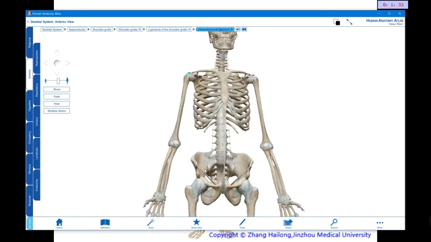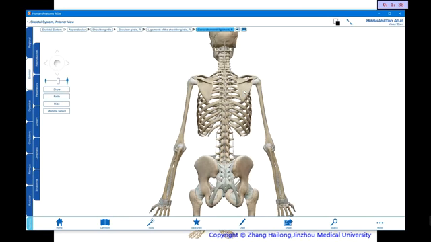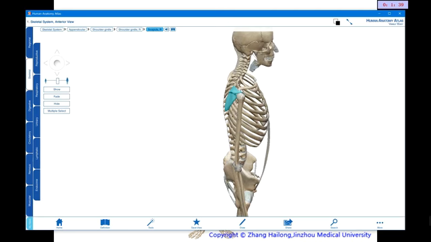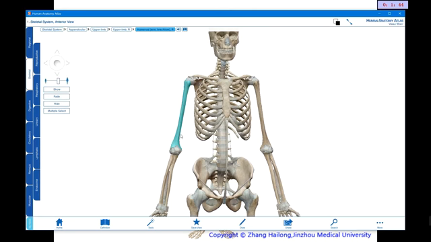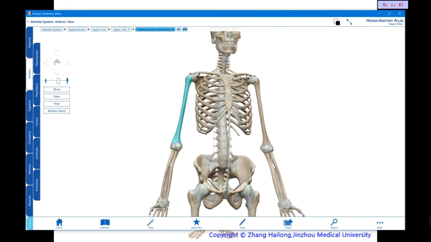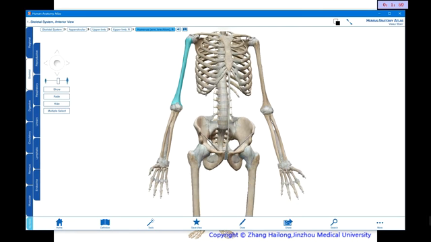And here is the bone of the upper limb. The bones of the upper limb include the scapula. This one on the back is the scapula. In front of it is the clavicle. And here is the humerus. In your forearm, there are two bones. The medial side is the ulna, the lateral side is the radius. And here, all of them are the bones of the hand.